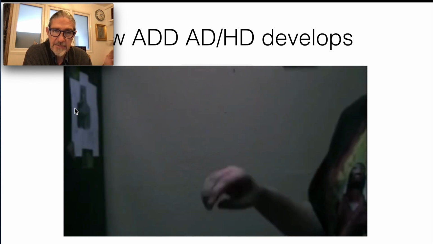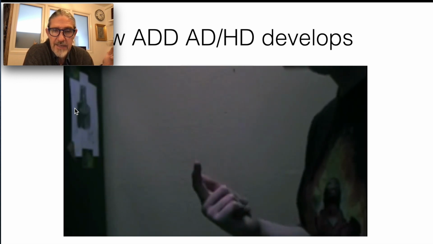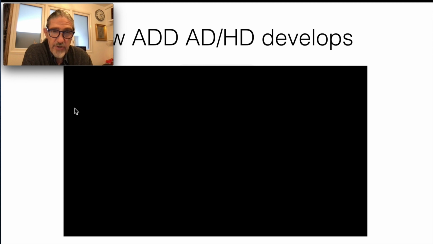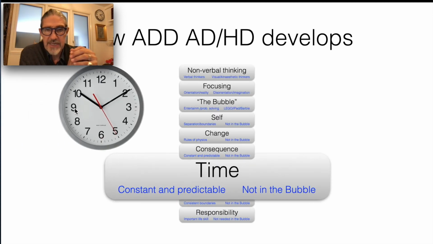For example, like this. Our imagination is not governed by the rules of physics. Time. Time is another thing that ADHD people struggle with. The sense of time can either speed up or slow down. But in the real world, time is constant and predictable. The clock always moves at the same speed.